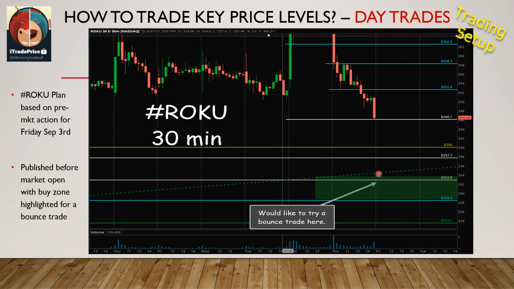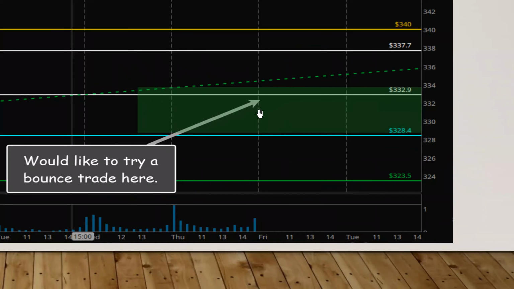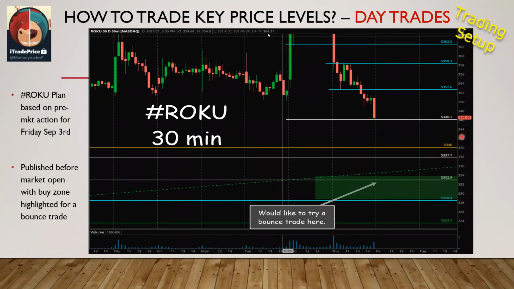So that means when the price gets here, buy the stock. Or if you want to wait and see, okay, drops there, comes back above this support level, above this 332.9 level, you can enter that as well. I usually like to get in, if it's a range like this, sometimes towards the middle, because I don't know if it will go all the way down or not, but that's where I would like to enter. Now, let's see what happened.